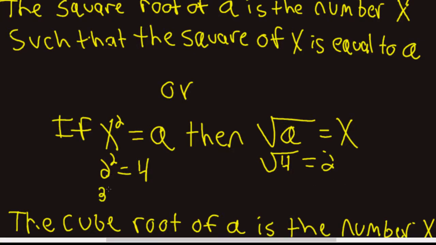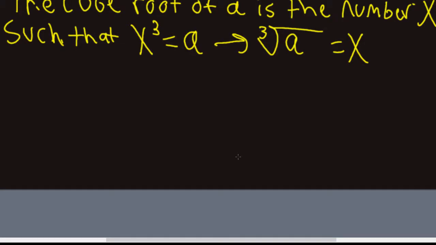And even 3 squared, we know that's equal to 9. So the square root of 9 is equal to, you guessed it, 3. And we can move on to our next definition. The cube root of a is the number x, such that x to the third equals a, and we get that the cube root of a equals x.